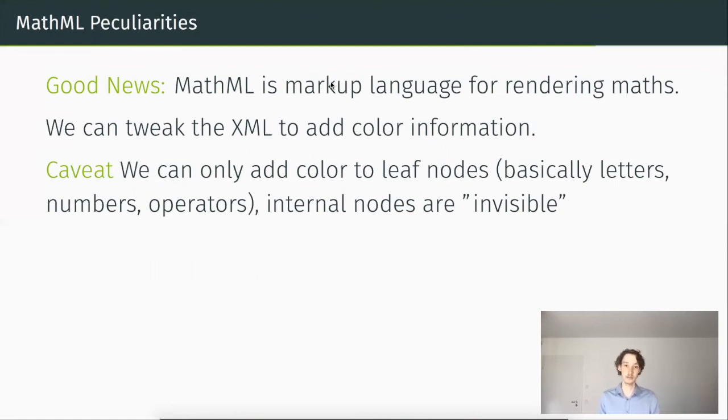There's one problem with this approach, and that's that we can only color leaf nodes and not internal nodes. Leaf nodes in MathML are essentially all the letters, numbers, operators that you might have in an equation. And internal nodes are just for formatting, like putting stuff above or below a fraction bar. And those nodes are invisible. They don't render any characters so that we cannot color them. But we make do with just the leaf nodes. It's actually the majority of nodes that are leaf nodes in MathML.